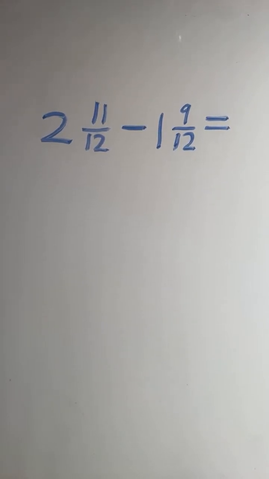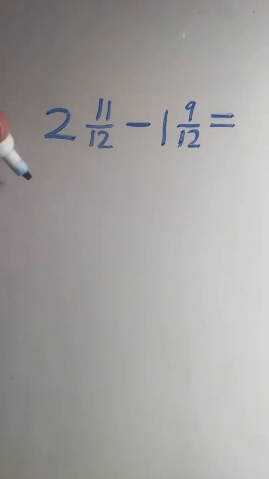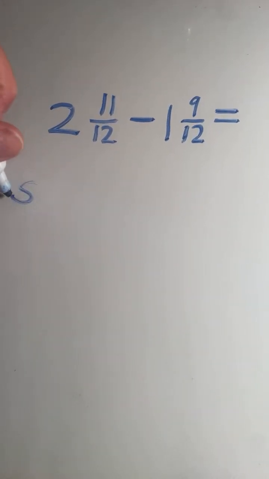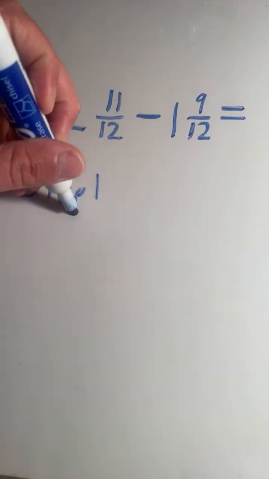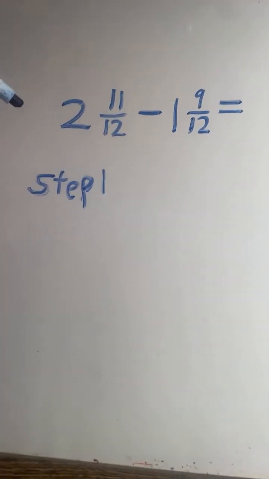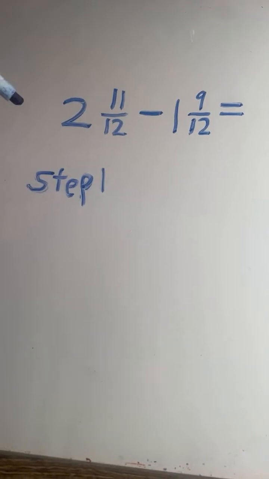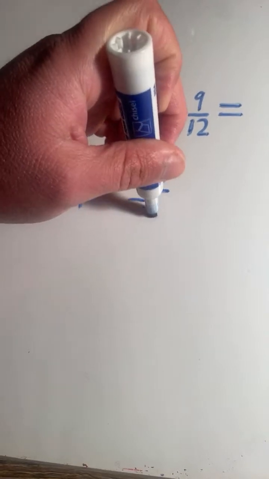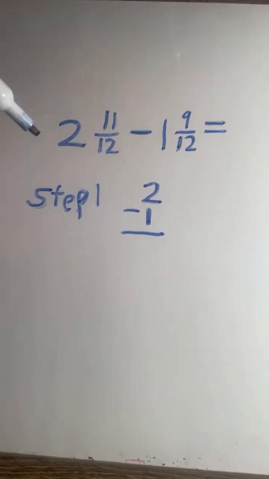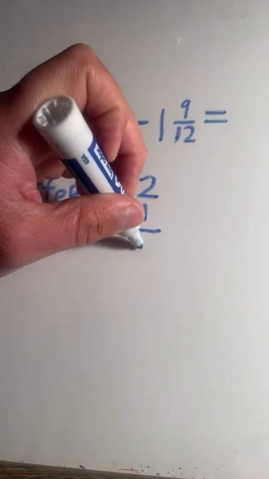So step 1, we subtract the whole numbers. So I'm going to break this down. So step 1, we subtract the whole numbers. So we take 2, take away 1. We're just subtracting the whole numbers to start. 2 minus 1 equals 1. Very simple.